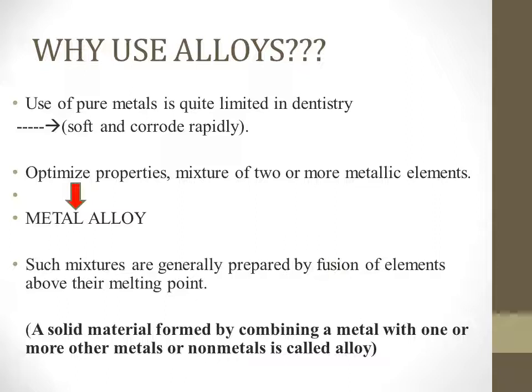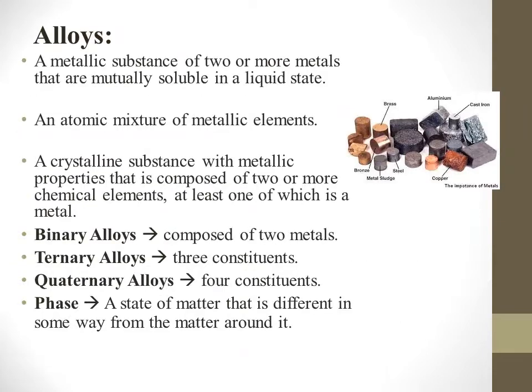We have to use a mixture of two or more metallic elements, which are known as alloys, so that we can optimize their properties. Such mixtures are generally prepared by fusion of elements above their melting point. So, an alloy can be defined as a solid material formed by combining a metal with one or more other metals or non-metals, so that we get optimal properties.